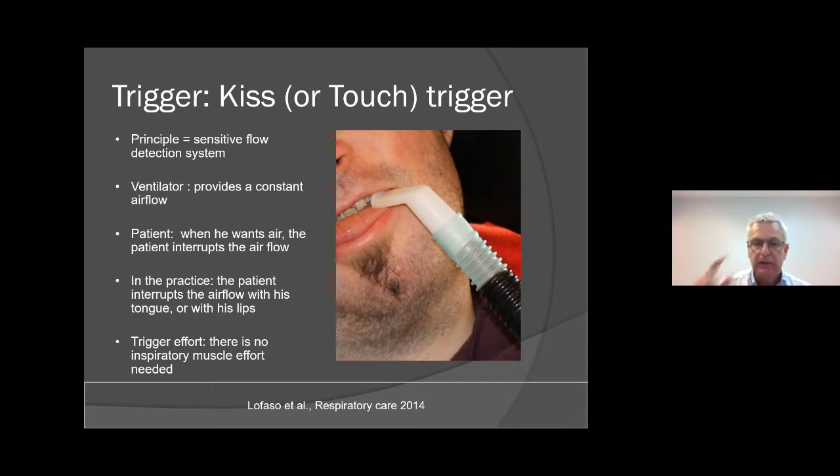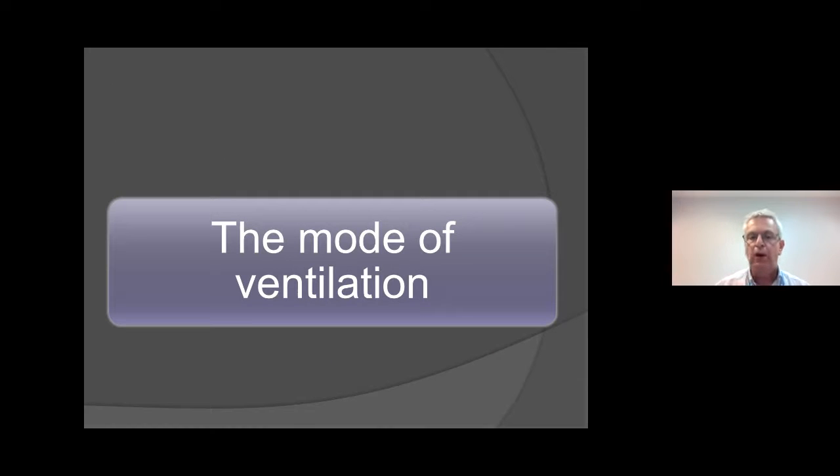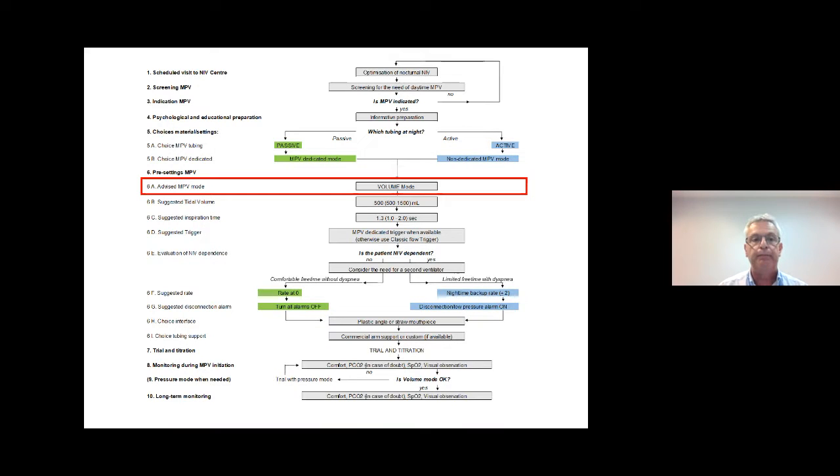Just an anecdote, I had a patient years ago who didn't understand that he had to release the mouthpiece after. So if you interrupt but you do not release, you do not receive air. So you have to interrupt and then take the air from the ventilator. We will come back later on this sensitive flow interruption trigger.